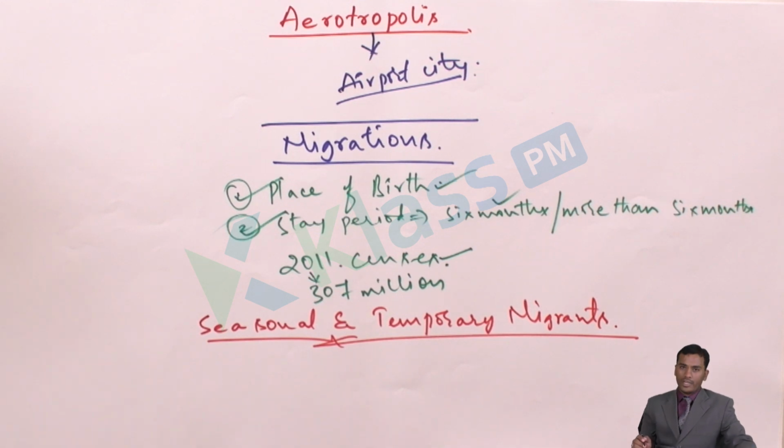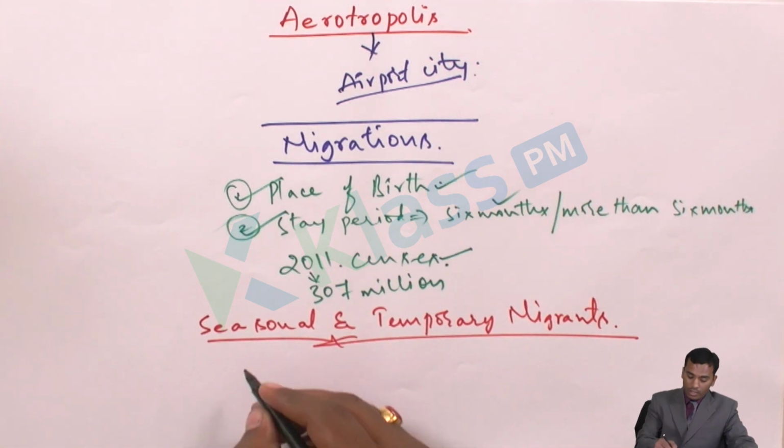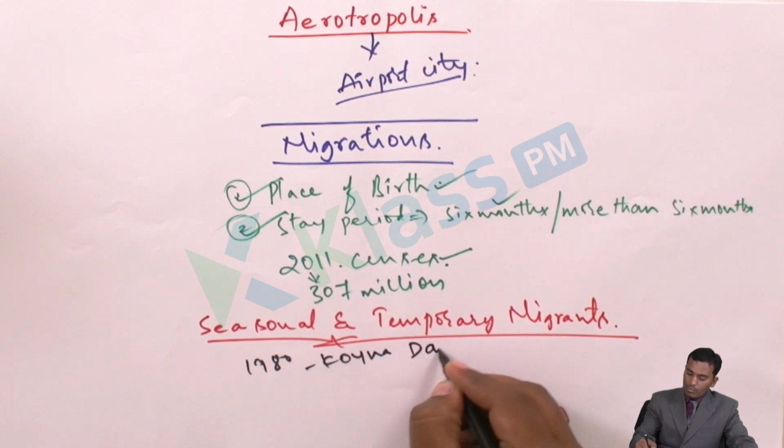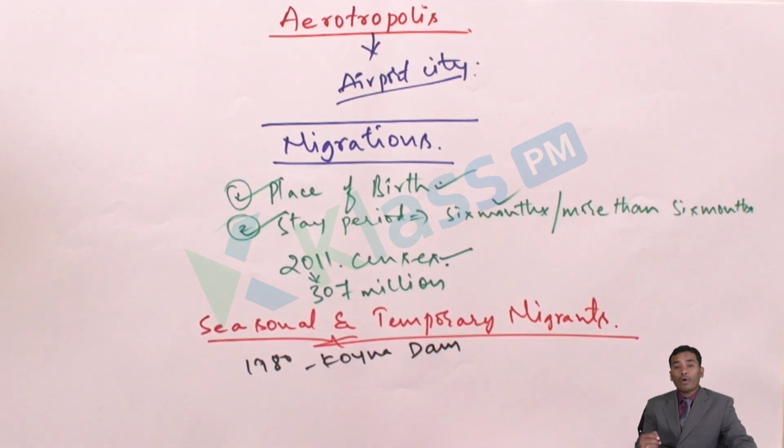All of us know that it is very rich in agriculture. The western part of Maharashtra is very rich in the agricultural sector because of the availability of water, and even the construction of Koyna Dam in the 1980s. Because of that, sugarcane production has increased a lot in Maharashtra state.